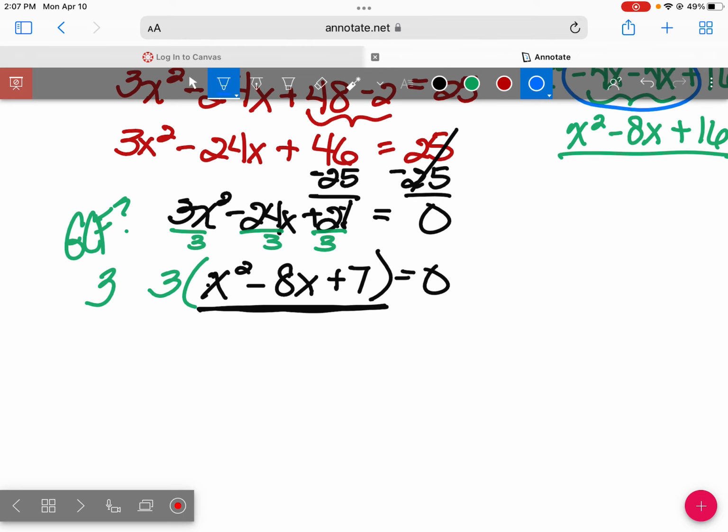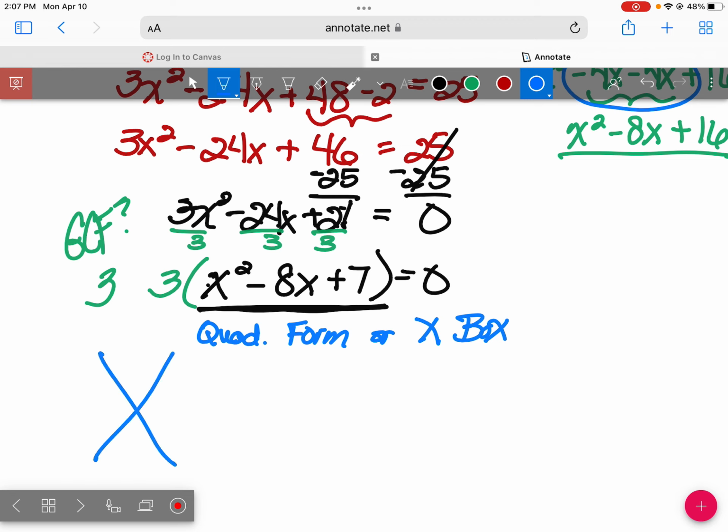I could use the formula. I could use quadratic formula. Or I could try X box. Is that what you said? Okay, and if I try X box, remember the A times C value goes at the top, B goes here. So A is 1, C is 7, 1 times 7 is 7. Middle B is negative 8. I need factors of 7 that add to negative 8.